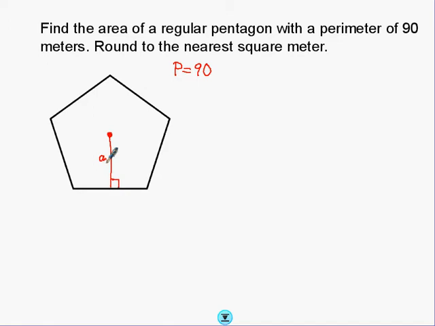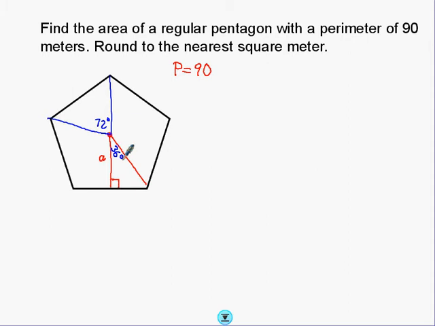The next step is to draw a right triangle. Now we have to find the measure of this angle right here. Well, if I were to carve this up into different triangles, I'd have 1, 2, 3, 4, 5 triangles because there are 5 sides. 360 degrees in the center divided by 5 tells you that each one of these angles is 72 degrees. Because the apothem splits it in half, this angle is 36 degrees.